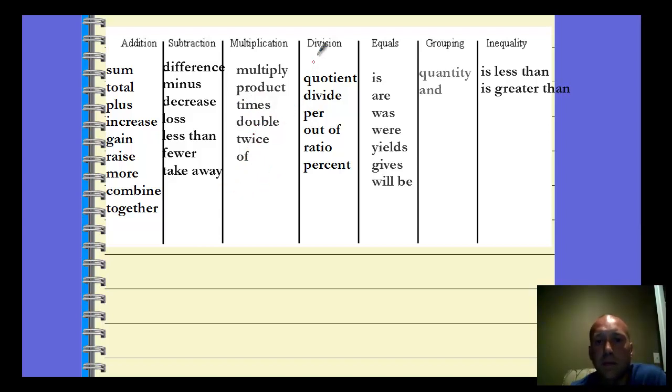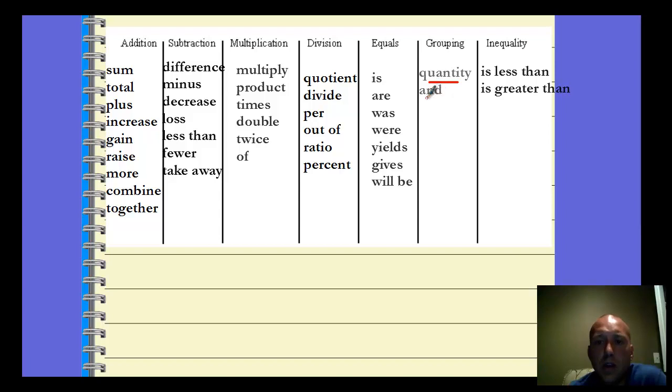They're very specific. Division is quotient, divide, per, out of, ratio, percent. Percent is per, so you're dividing by 100. Equals is: is, are, was, were, yields, gives, will be, any form of that. Grouping: quantity is used a lot there for grouping.